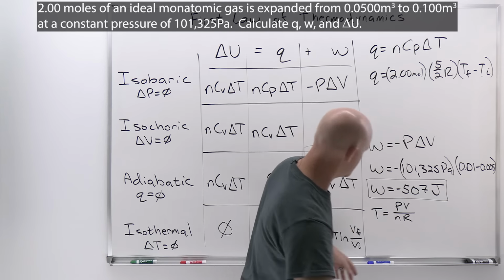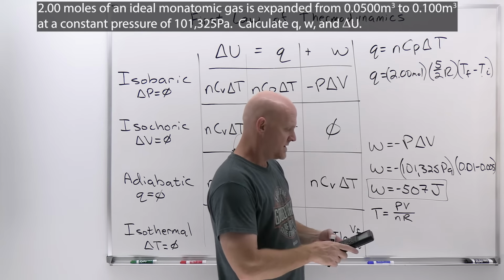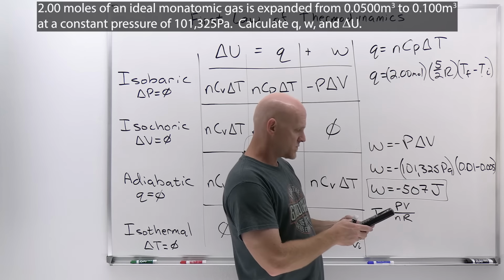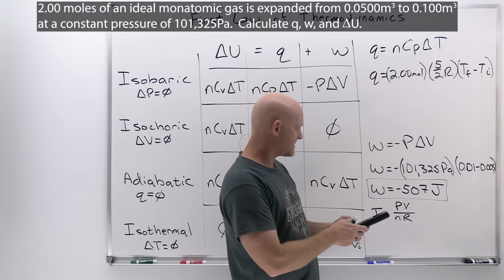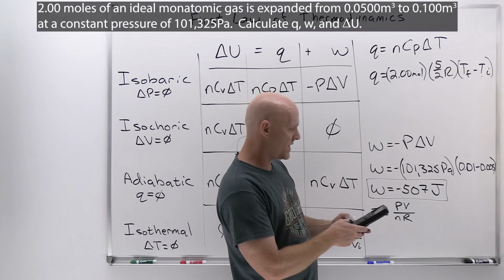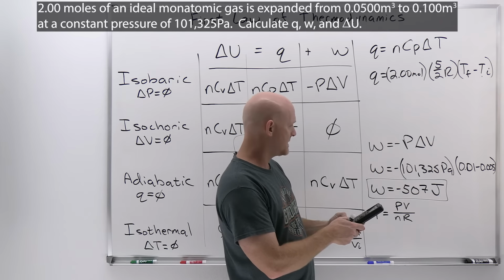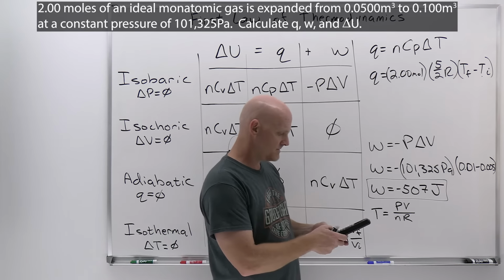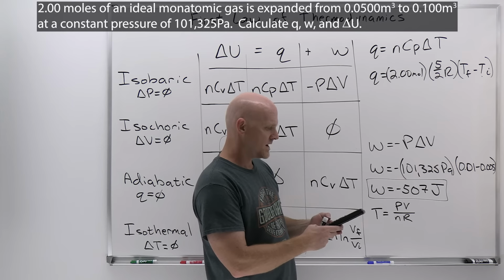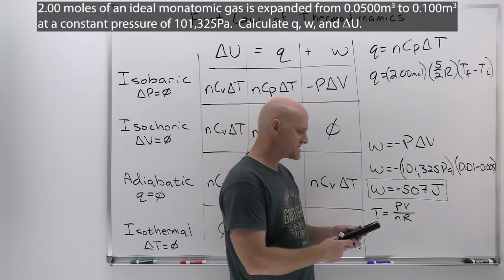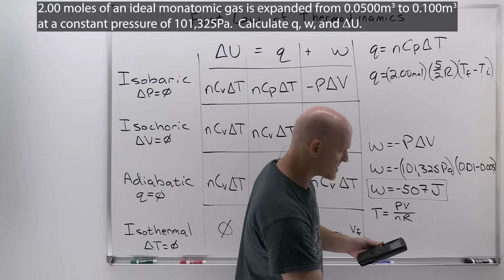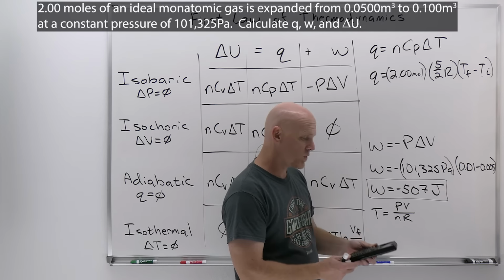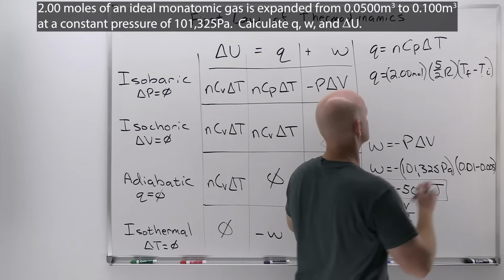And so in this case, with the final temperature, the pressure the entire time was 101,325. So the final volume was the 0.01 meters cubed, so times 0.01, divided by 2 moles and divided by the 8.31. And we're going to get a final temperature of 60.96, so essentially 61.0 Kelvin.